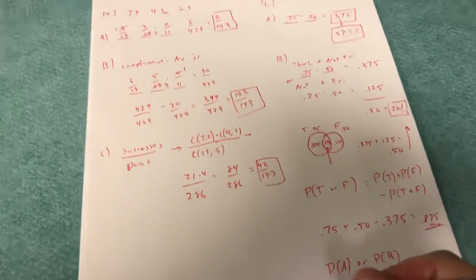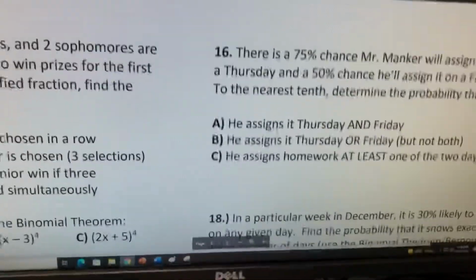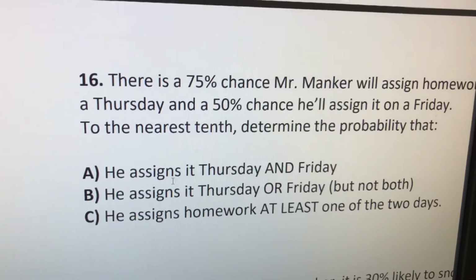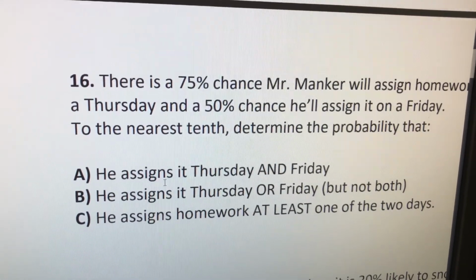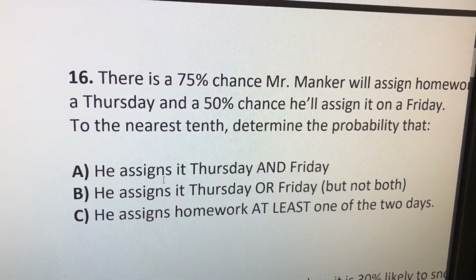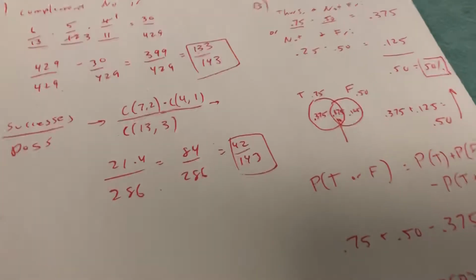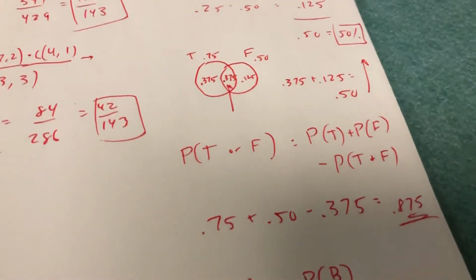All right, part C. Part C says, what's the probability that he assigns homework at least one of the 2 days? So that could be Friday, but not Thursday. That could be Thursday, but not Friday, or it could be both. So actually, we have it there. That 0.875 took care of that.